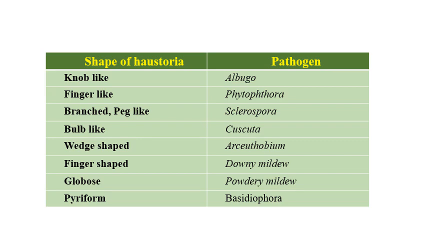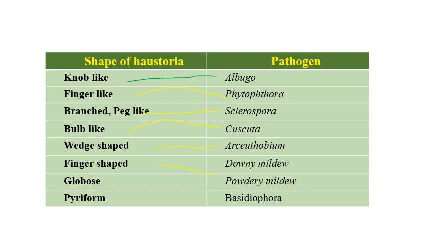So these are all the different shapes of Haustoria produced by the pathogens. Now I will tell you which pathogen produces which kind of structure. Knob-like Haustoria is produced by Albugo. Finger-like Haustoria is produced by Phytophthora. Branched or peg-like Haustoria is produced by Sclerospora. Bulb-like Haustoria is produced by Cuscuta. Wedge-shaped Haustoria is produced by Arceuthobium.